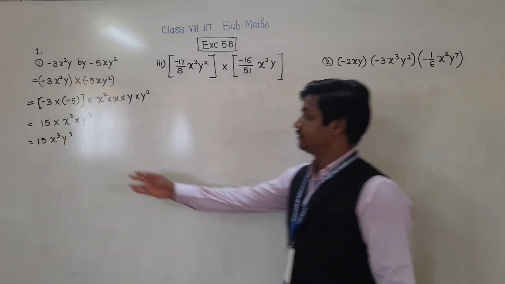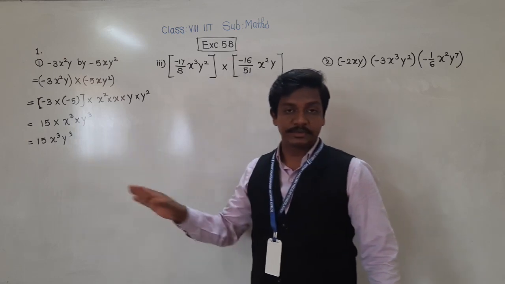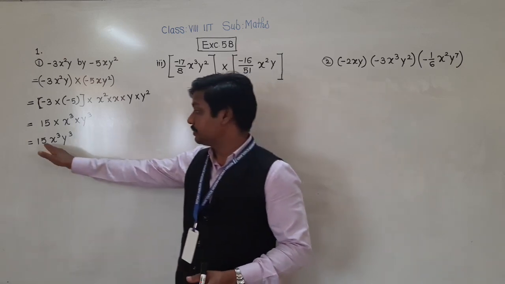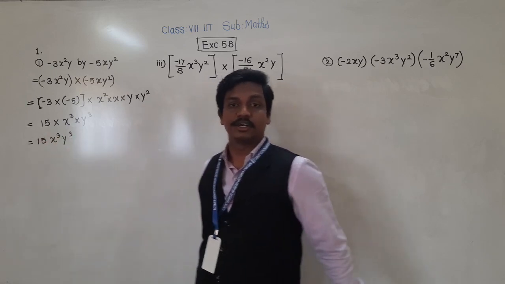Here see, in the literal coefficient, if there are 2 or 3 or more alphabets, try to arrange them at the end in alphabetical order.